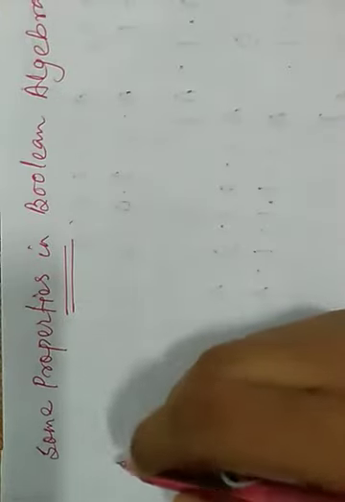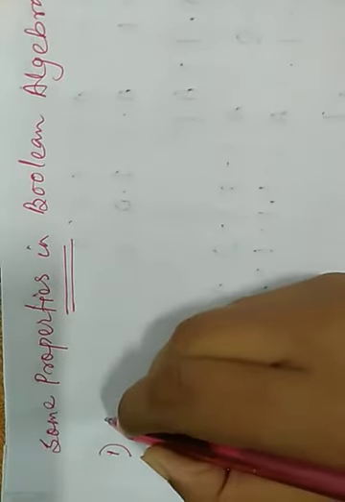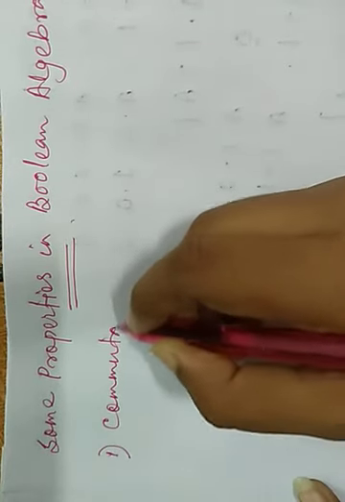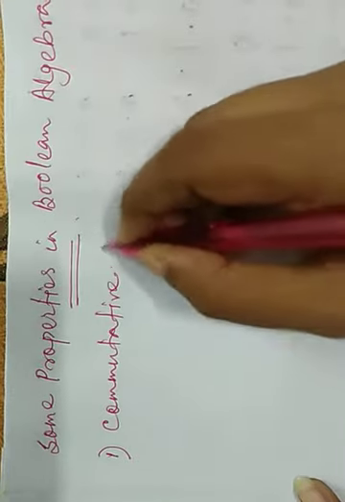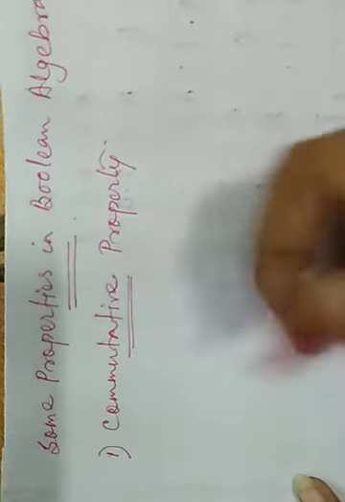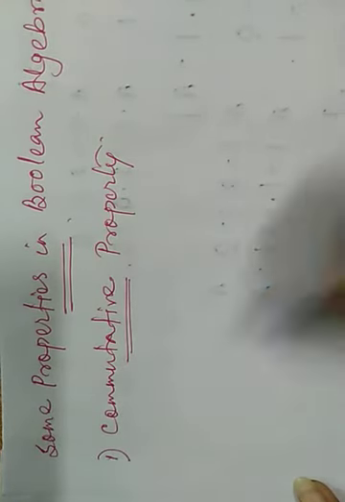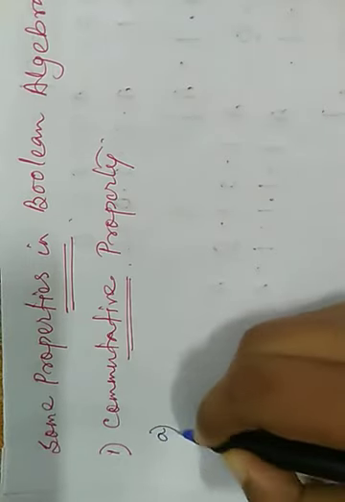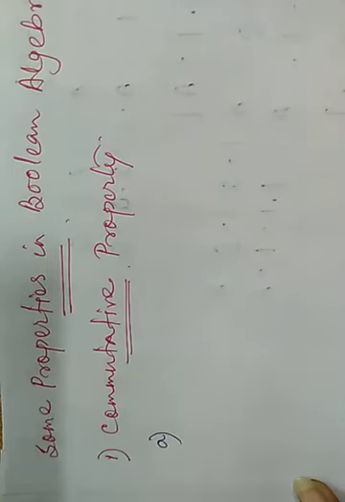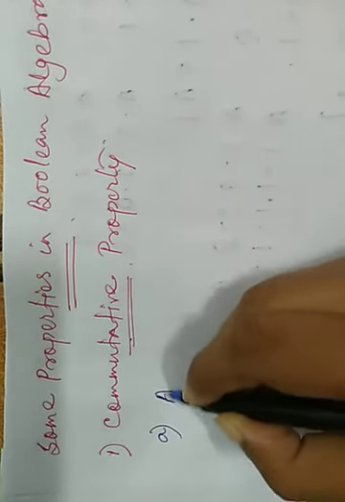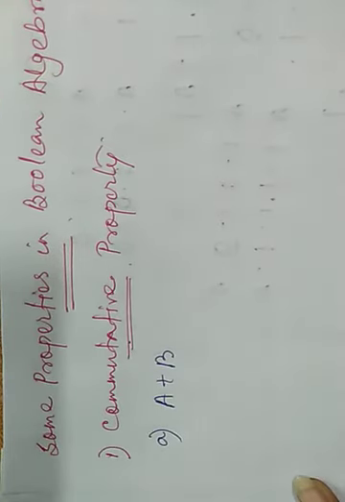Okay, so for the first property, let us see. Our first property is commutative property. So what is commutative property? Commutative property means for every property there are two parts, one for multiplication and another for addition. Multiplication means for AND operations and addition means for OR operations. So our first property is the OR operation of two variables.